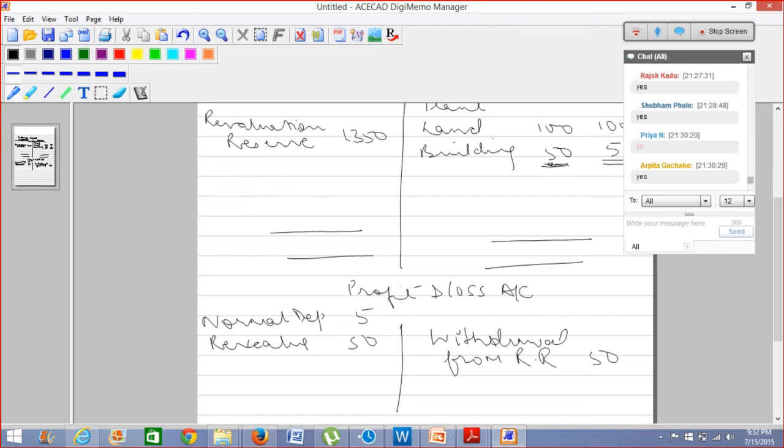Now thereby whatever you are showing is the actual profits, right? Your profit and loss account is not impacted because of revaluation, and your revaluation reserve this year will get reduced by rupees 50, right? It will get reduced by rupees 50.